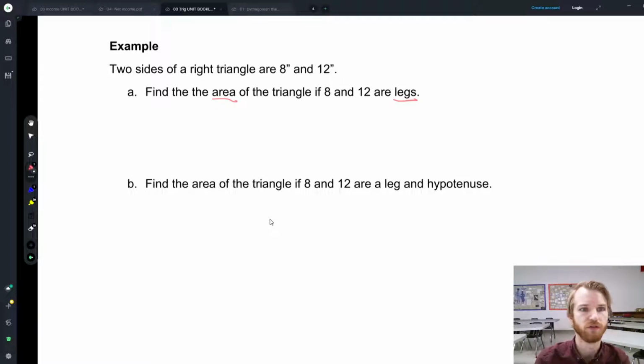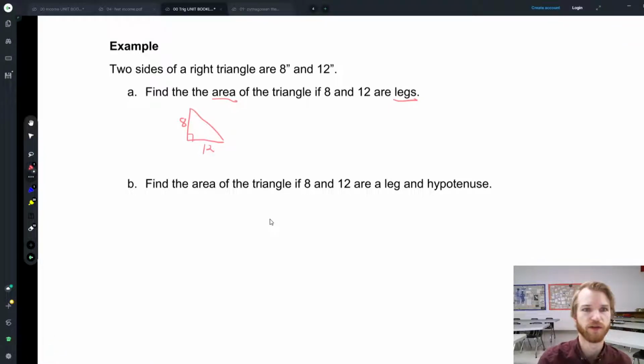So it says two sides of a right triangle are 8 and 12. It says find the area of the triangle if 8 and 12 are the legs. Okay, so 8 and 12, because it says they're the legs, they're the two short sides, and then this is the hypotenuse. I'm going to call this one 8 and this one 12.